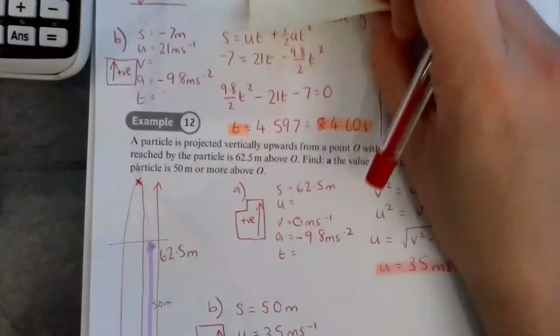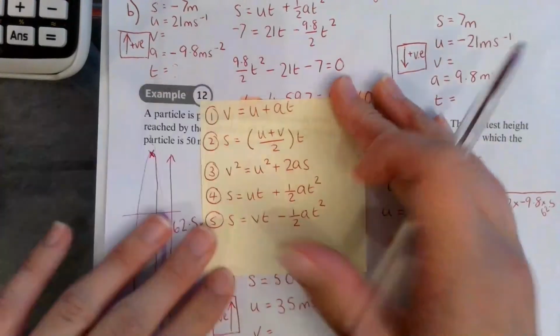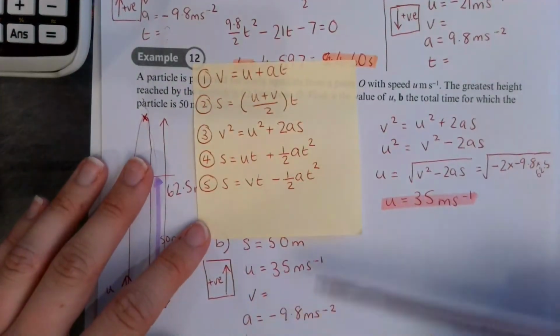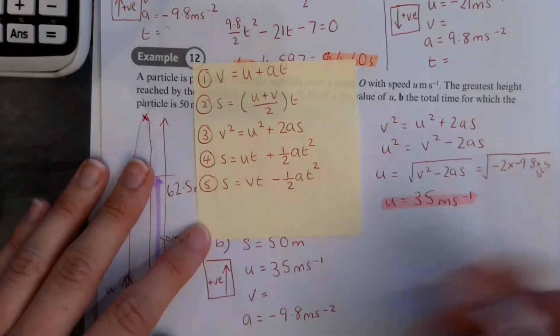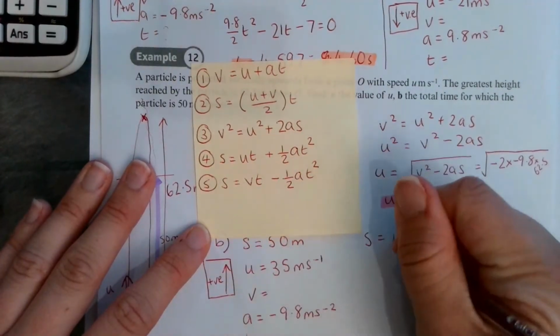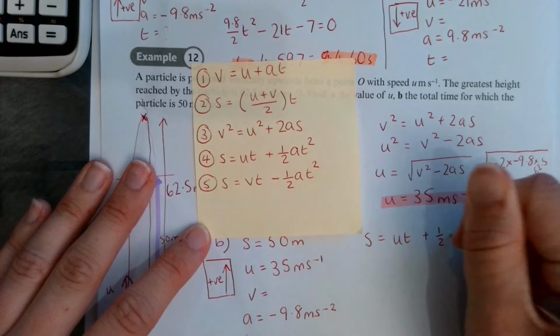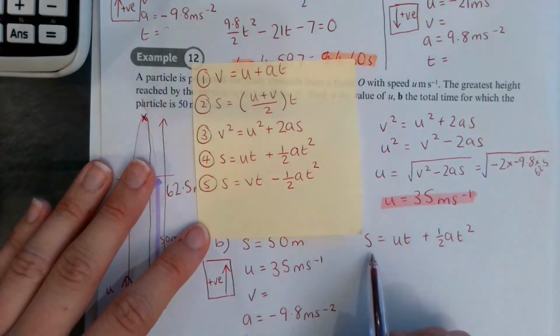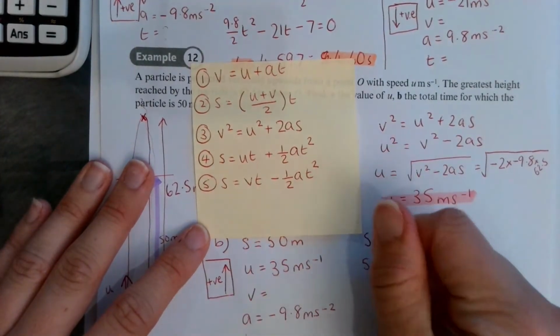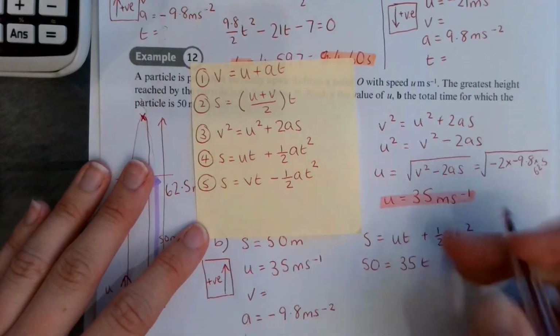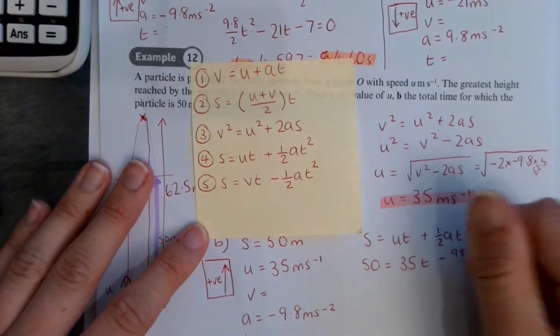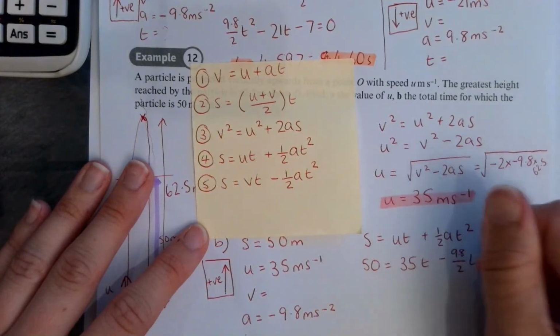So if I looked again at which formula I was going to use. I've not got V, I'm not interested in V, but I care about all the other letters, so I'm going to be using this one here, formula 4. S equals ut plus a half at squared. And sub in what I know. Well, S is 50. U is 35. A is negative 9.8, so I've got negative 9.8 over 2 t squared.